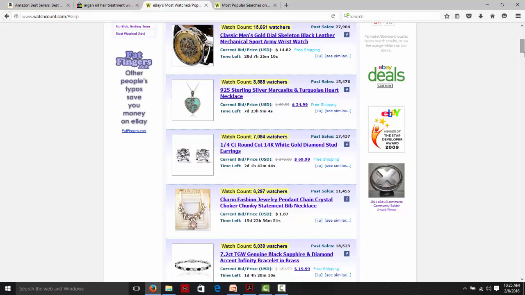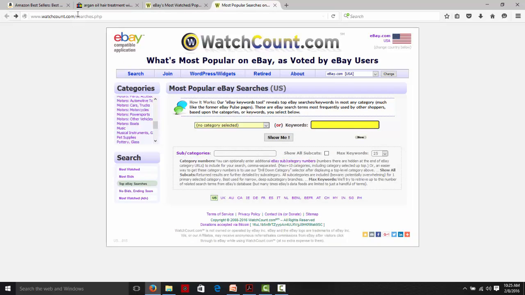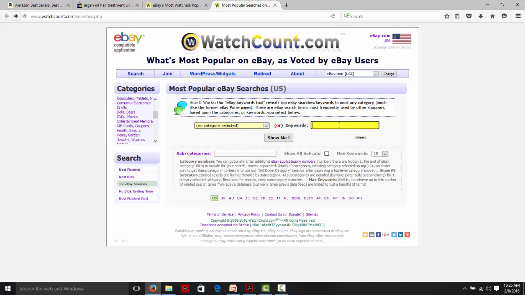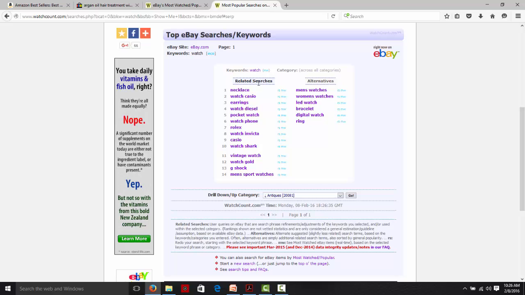Besides looking up sales data on WatchCount, you can go to watchcount.com/searches.php, where you find keywords that people are searching with on eBay. You will see the top searches that are related to a specific word that you type in. So for example, I'm going to type watch here as a keyword, and a ton of different related searches come up.